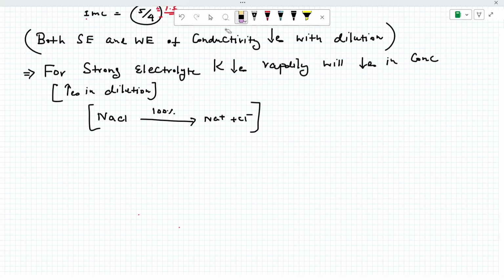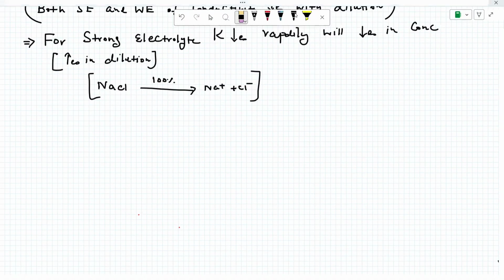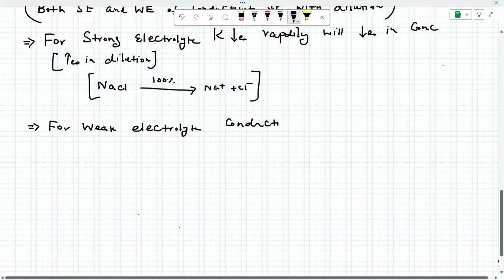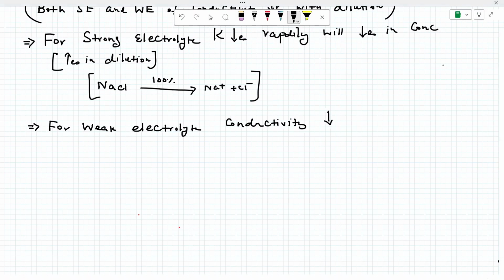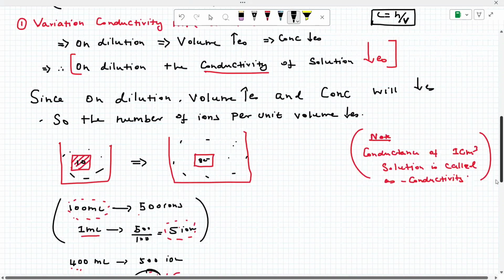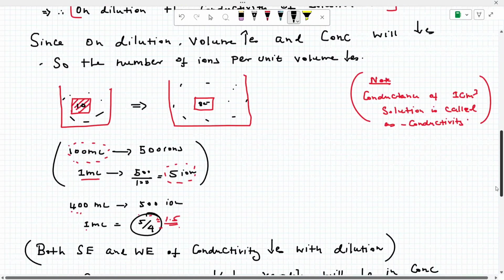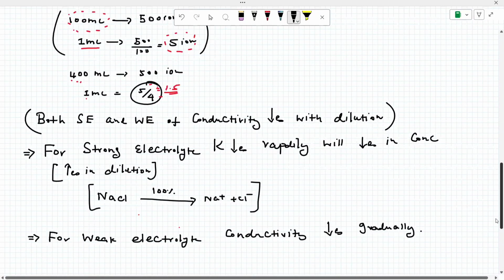In case of a weak electrolyte, conductivity also decreases, but not rapidly; it decreases gradually. Okay, please note the point. So what is the first one? Conductivity, the kappa value. On dilution, kappa value decreases in both cases. If strong, it decreases rapidly; if weak, it decreases gradually.